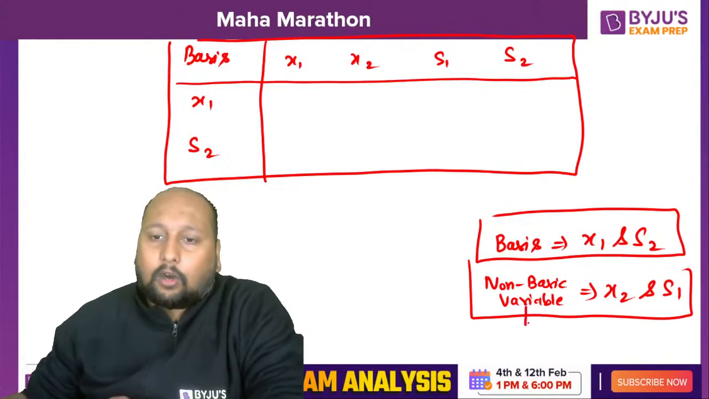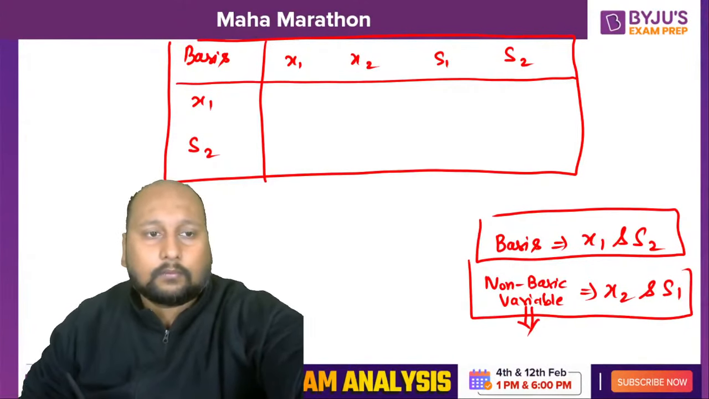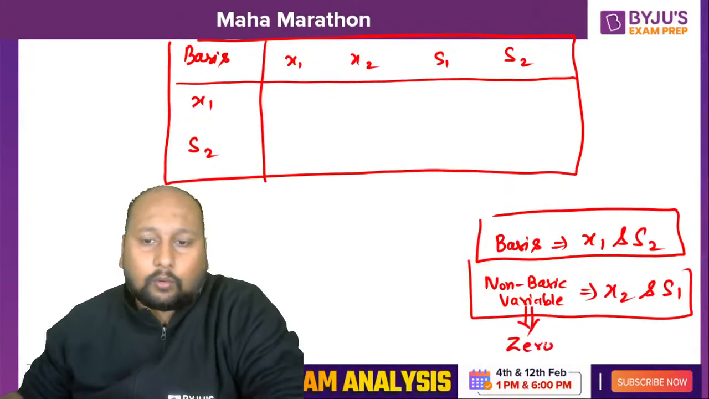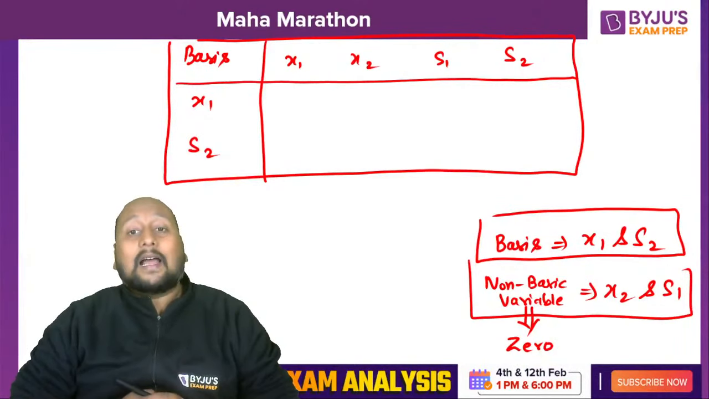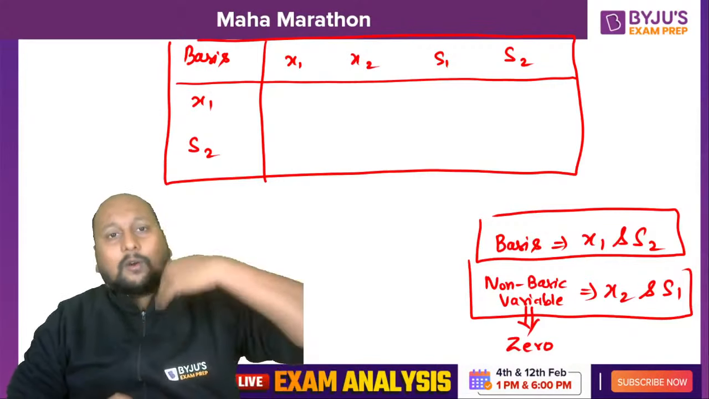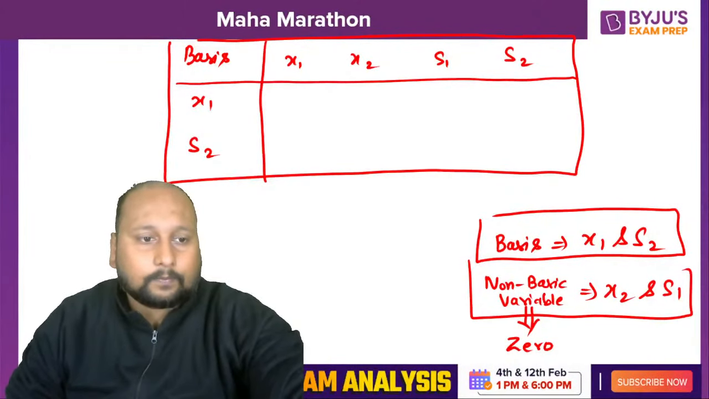And normally the non-basic variable is having a value of, what's the value of a non-basic variable? This is always equal to 0. The non-basic variables always have a 0 value. Is this clear? Okay, fine, because it is outside the system. Inside the system, we have the basic variables or basis.